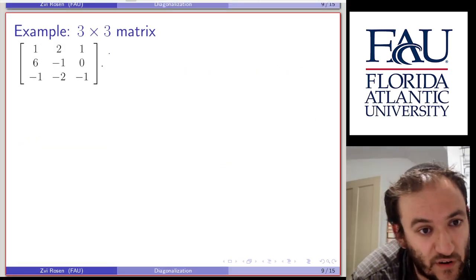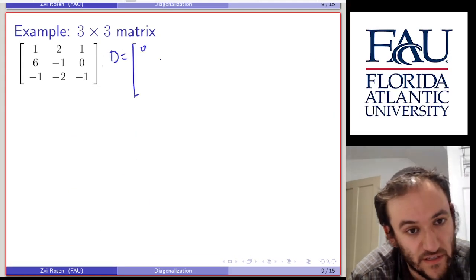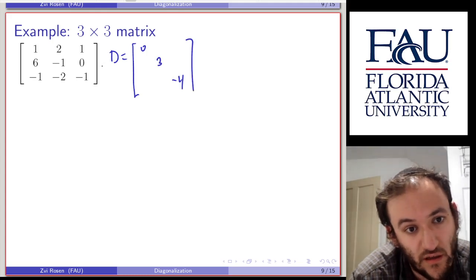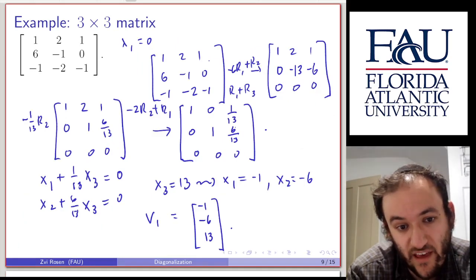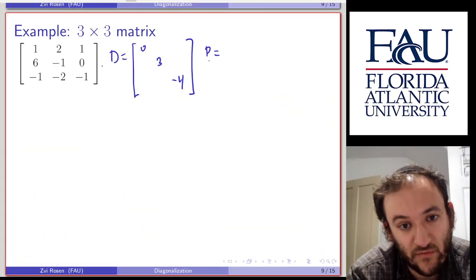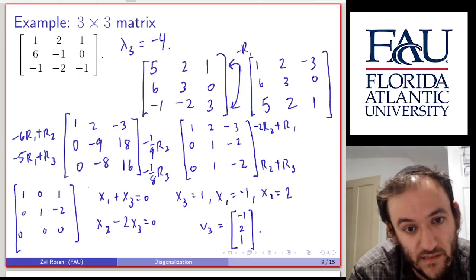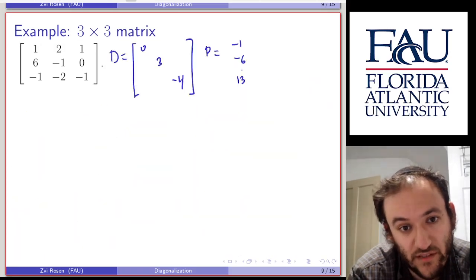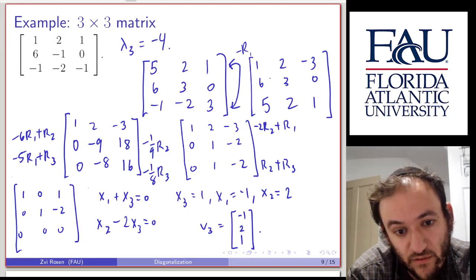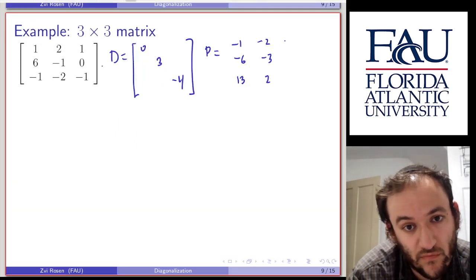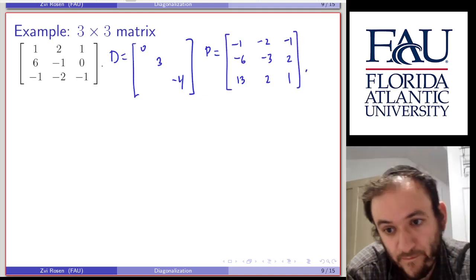So we have so far obtained that D, our diagonal matrix, is the matrix of eigenvalues, which are 0, 3, and minus 4. And P, the matrix of eigenvectors, is given by first eigenvector in the first column, minus 1, minus 6, 13. Second eigenvector in the second column, minus 2, minus 3, 2. And third eigenvector in the third column, minus 1, 2, 1.